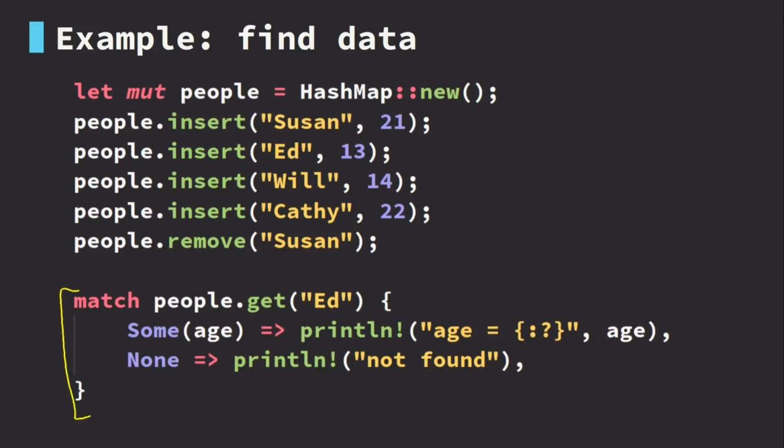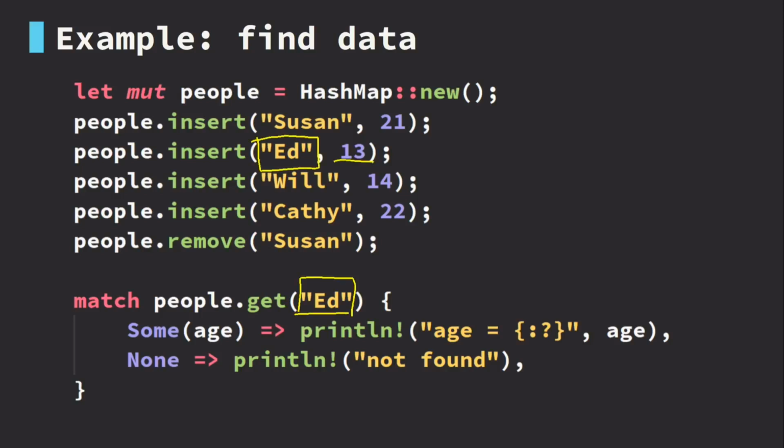Here we are trying to retrieve some data from the hash map. Here we're matching on the people structure, and we are using the .get method defined on the hash map. .get will retrieve data based on the key. In this case, the key is ed, and as we can see, we have ed in our hash map. So the value that should be returned is 13.